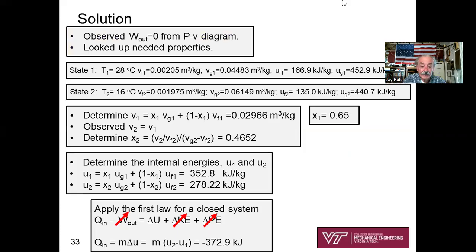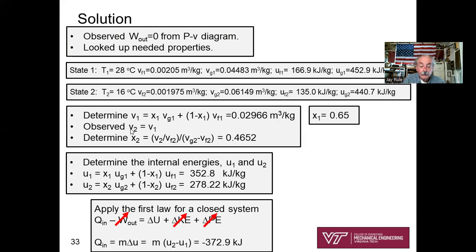Okay, now the numerics of the problem. We've already got W out equals 0. We looked up the needed properties, and here they are, because we planned ahead. We determined X. Now we determine X1. We know X1 is 0.65, given. We looked up these numbers, VG and VF, to find that V1 is 0.02966 cubic meters per kilogram.